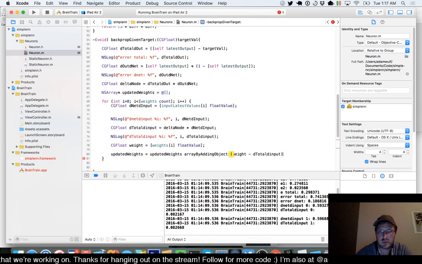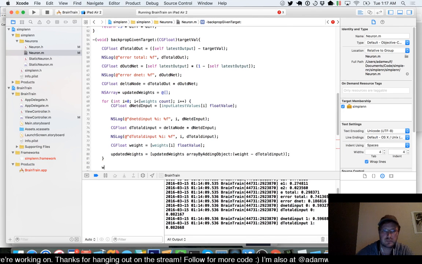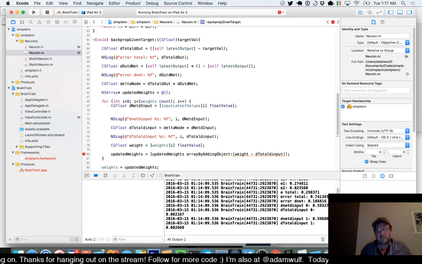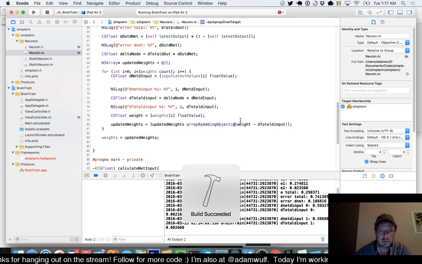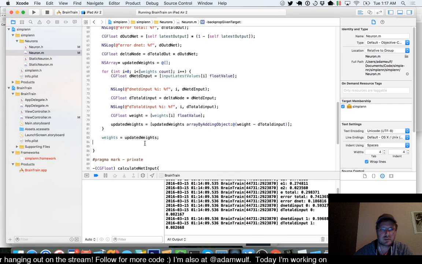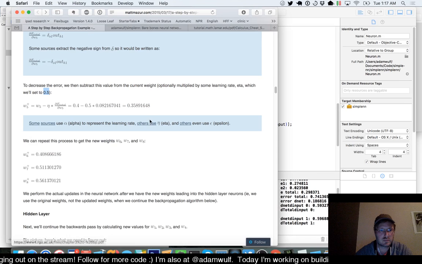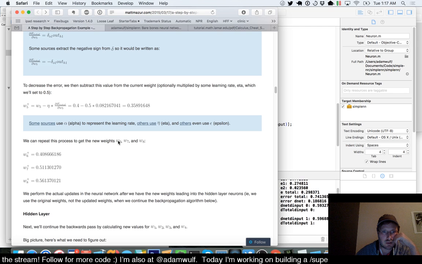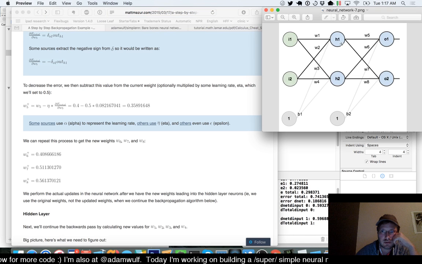The total D input. I like that. I think that's correct. Now we've updated our weights, which is the hard part. Theory. So then we can repeat the process to get the new weights for W6, W7, and W8. Yeah, so W6, W7, W8. So then that redoes all of those, and then that's helpful.